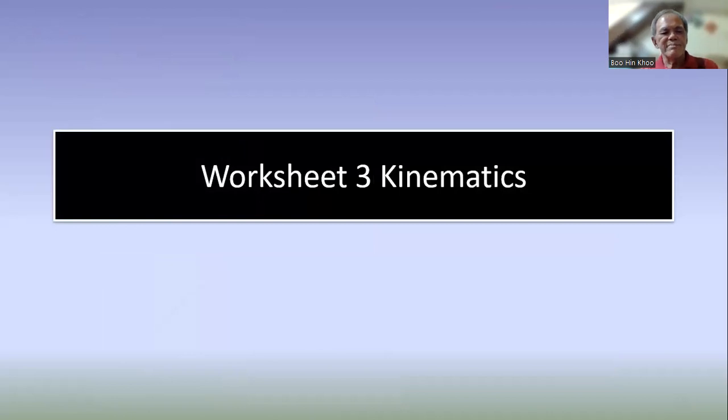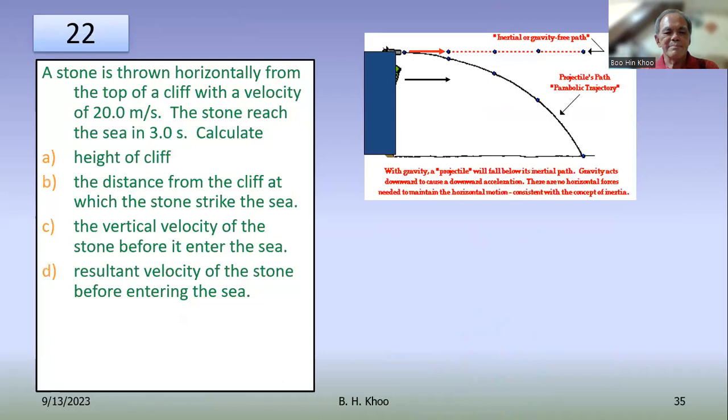Okay, let's try some questions. Finish the topic. A stone is thrown horizontally from the top of a cliff. That's the cliff. That's your stone. With a velocity of 20 meters per second. The stone reached the sea in 3 seconds. Calculate the height of the cliff and the distance from the cliff at which the stone strikes the sea. We want to find the range, that distance, and that height.